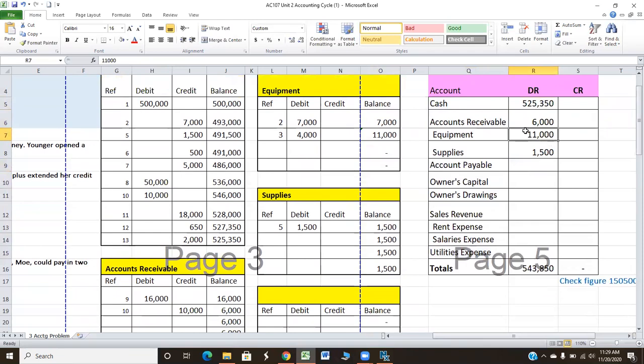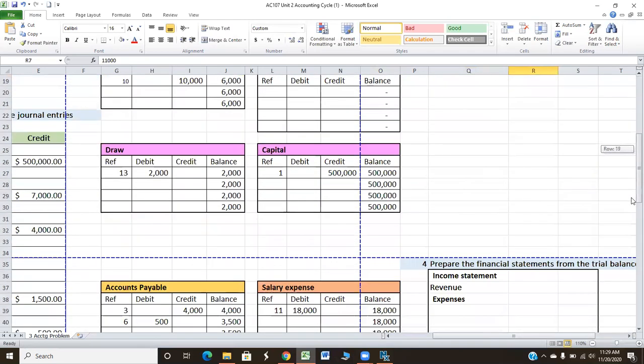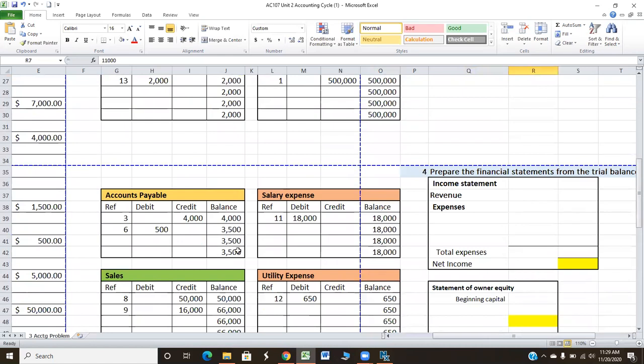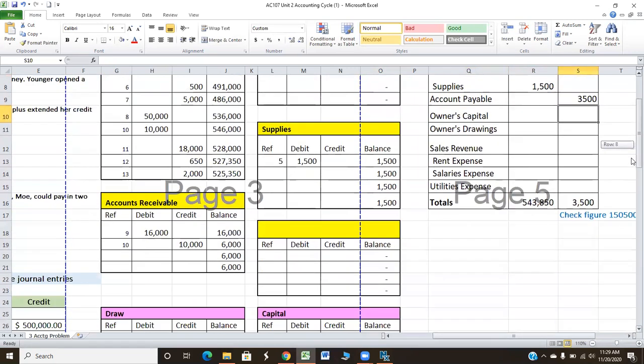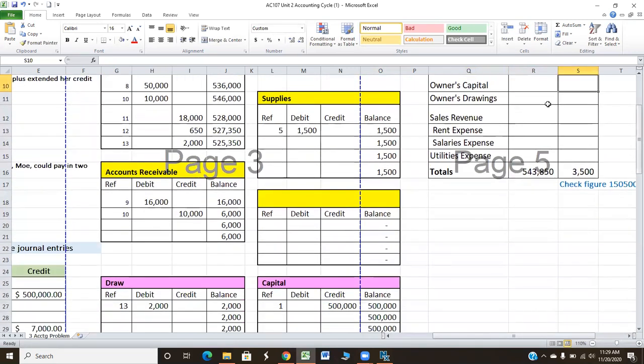Assets will have a debit balance. Accounts payable is a liability. It'll have a credit balance. I forget what that balance is. $3,500. So accounts payable, since it is a liability, its balance is going to be in the credit column, $3,500. Owner's capital, we only touched once. We credited it for $500,000. That's what we're going to do right there.